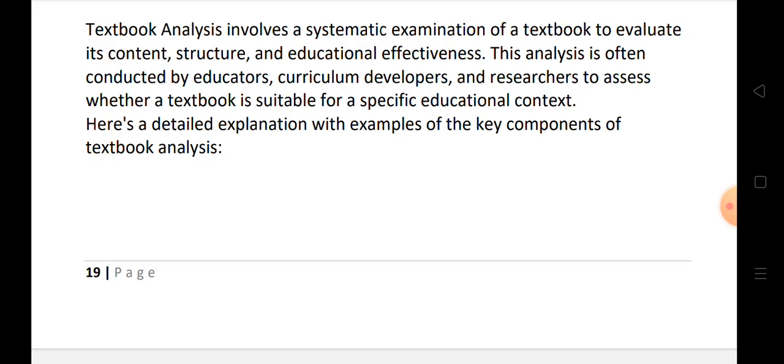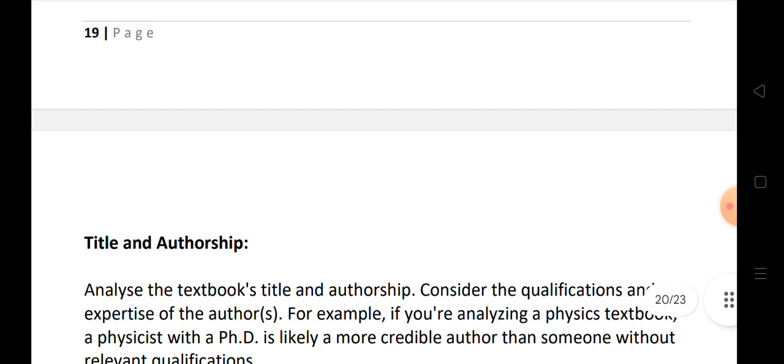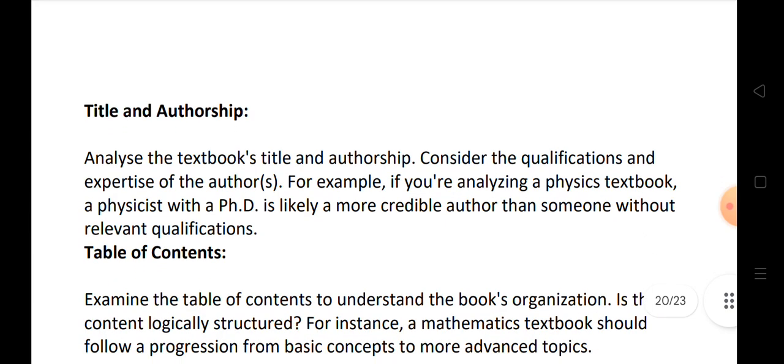This analysis is often conducted. Who conducts it? It is conducted by educationists, researchers, and curriculum developers. And why do we do that? We do it in order to find out whether the particular book we have prescribed for the school is suitable or not. Now let us see how we analyze a textbook with a step-by-step process.